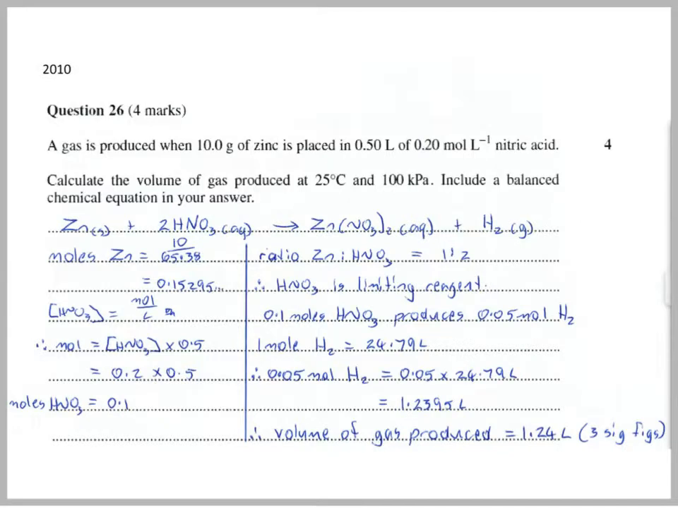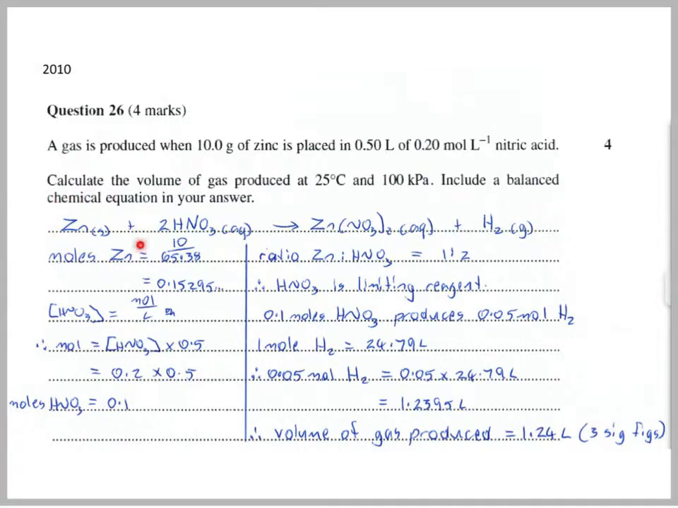Next one, 2010 HSC. A gas is produced when 10 grams of zinc is placed in 0.5 litres of 0.2 molar nitric acid. Calculate the volume of gas produced at 25 degrees and 100 kilopascals. Include a balanced chemical equation in your answer. So first things first, let's do our balanced chemical equation.